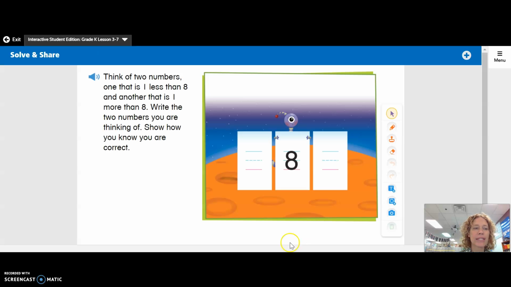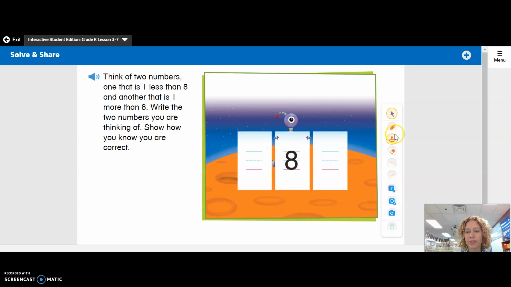All right, let's listen to the solve and share. Think of two numbers, one that is 1 less than 8 and another that is 1 more than 8. Write the two numbers you are thinking of. Show how you know you are correct. All right, so they have the number 8 here.